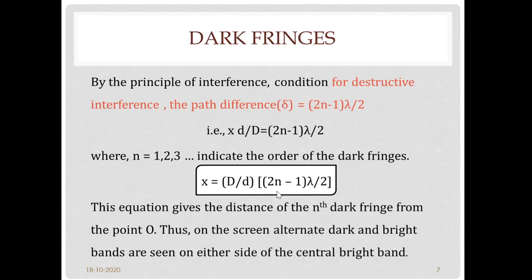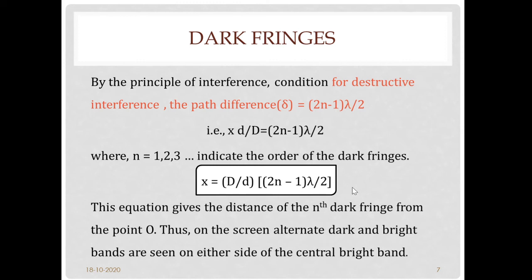Again, for the dark fringes, we know that the condition for destructive interference is (2n minus 1) lambda by 2, where n is equal to 1, 2, 3, etc. Substituting in the equation for path difference, x into small d by capital D is (2n minus 1) lambda by 2, which gives the equation for the distance of the nth dark fringe from the point O as capital D by small d into (2n minus 1) lambda by 2.